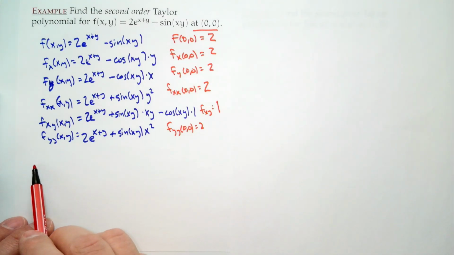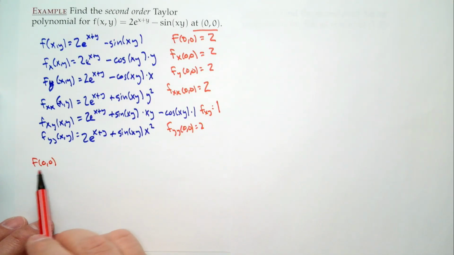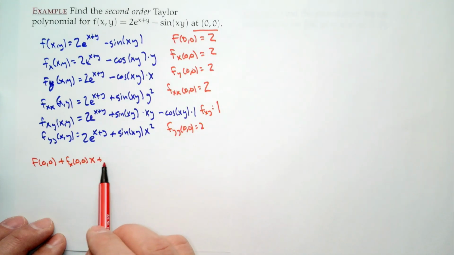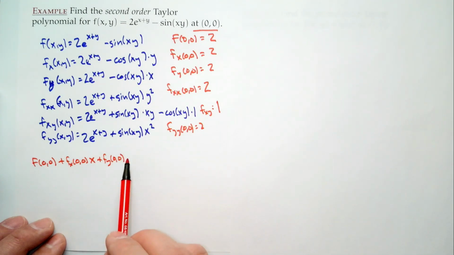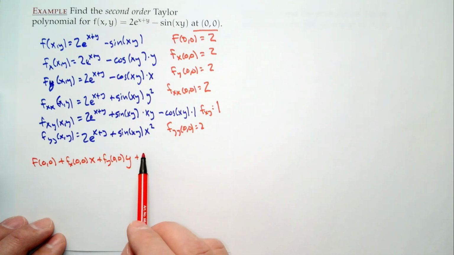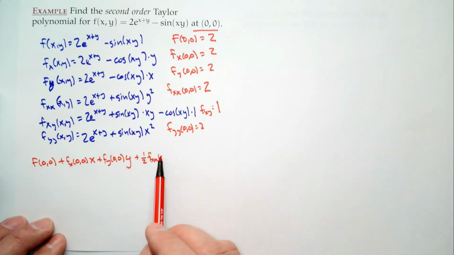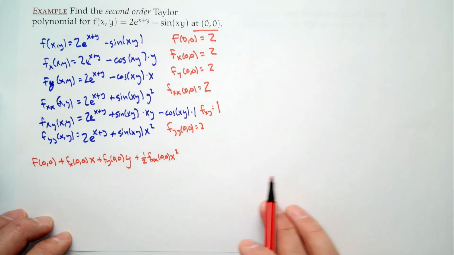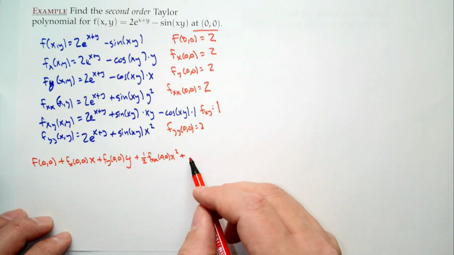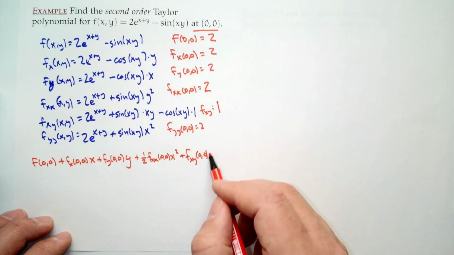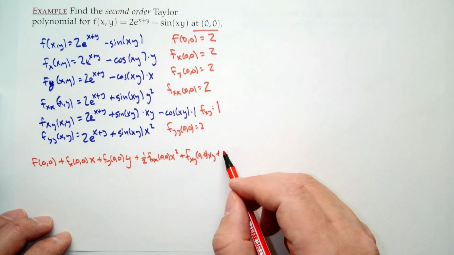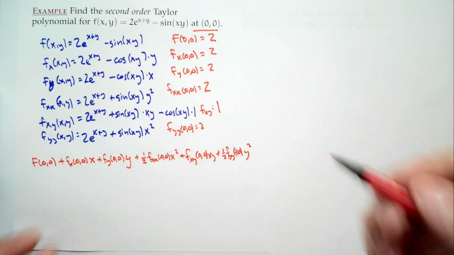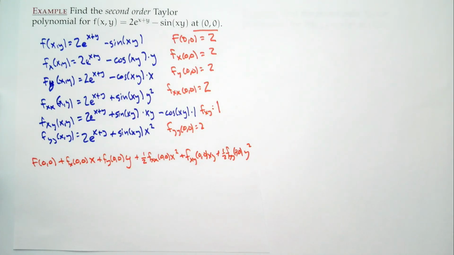Well, in general, it's going to be f at 0, 0, if we're at 0, 0, plus fx at 0, 0 times x minus 0, which is just x, plus fy at 0, 0 times y minus 0, so that's y, plus 1/2 fxx at 0, 0 times x squared, plus fxy at 0, 0 times xy, and then plus 1/2 fyy at 0, 0 times y squared. All right. So that's the second order Taylor polynomial at 0, 0.